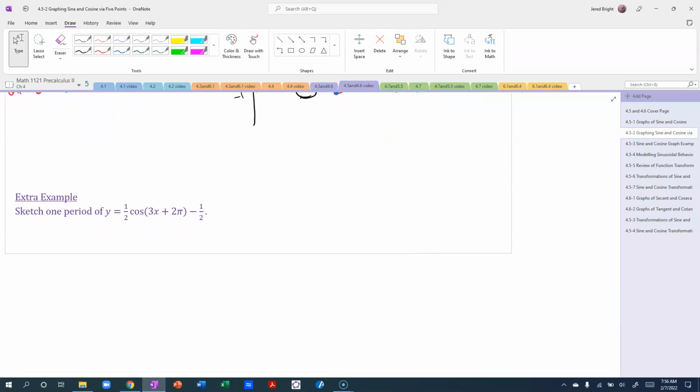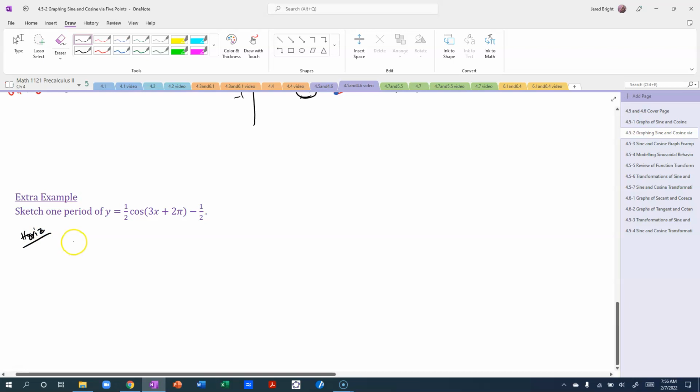Let's find the horizontal. I first take that input, 3x plus 2 pi, and sandwich that between 2 pi and 0, and then solve for x. So subtract 2 pi: -2 pi less than or equal to 3x less than or equal to 0, and then divide by 3, so x is between -2/3 pi and 0. That's one period.